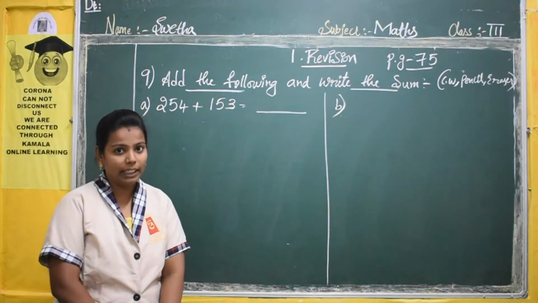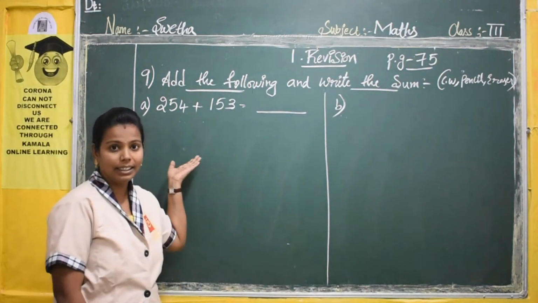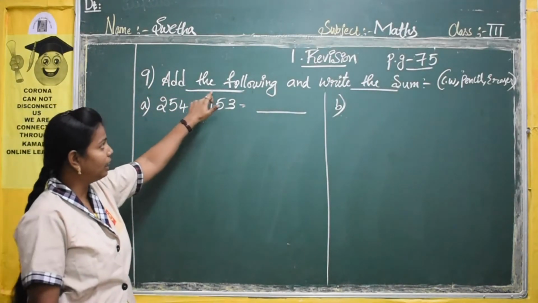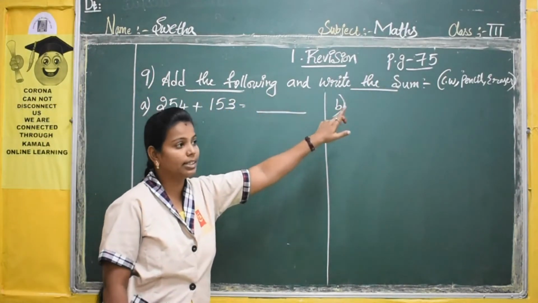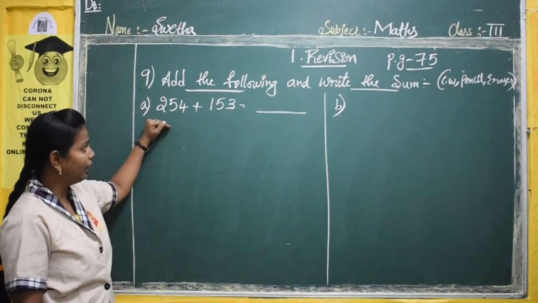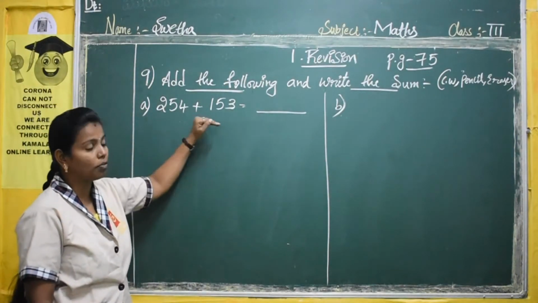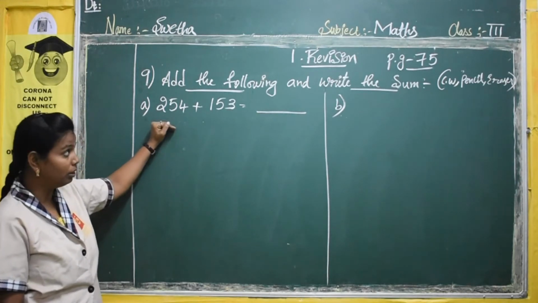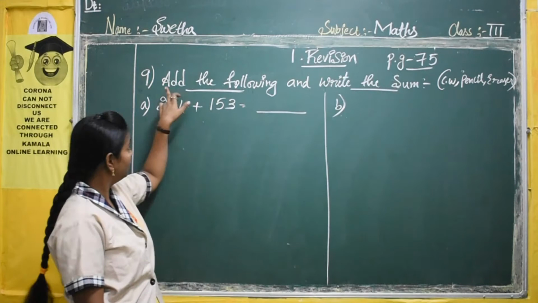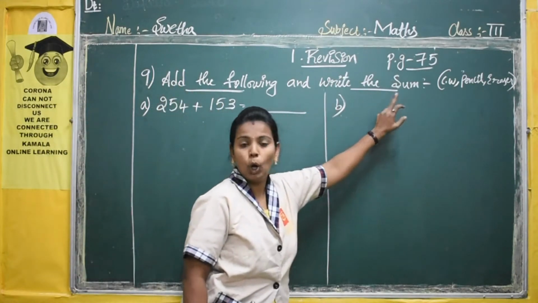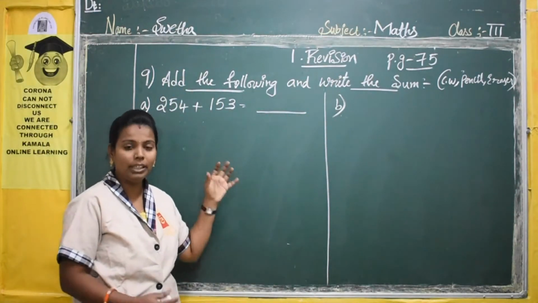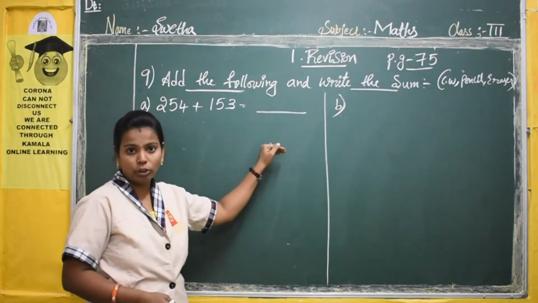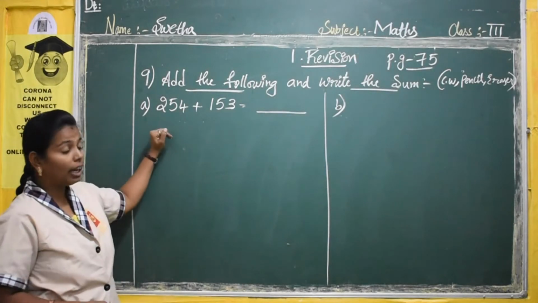I hope everyone is ready with your things. Let us start with the problem. See, the problem is: add the following and write the sum. Here they have given you two sets of numbers, and they are asking you to do the sum. Here the words add and sum both mean the same. Addition means you have to combine all the things, make the total and tell. So here we are going to add.